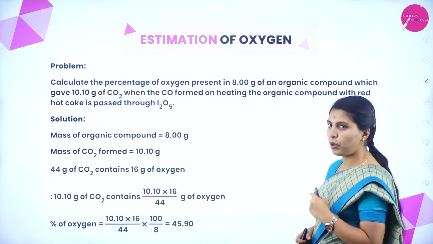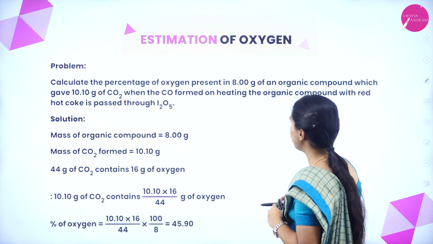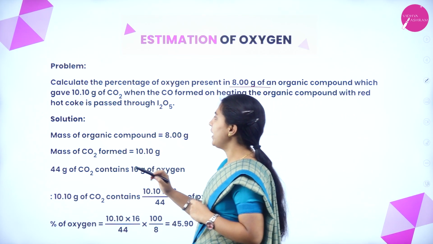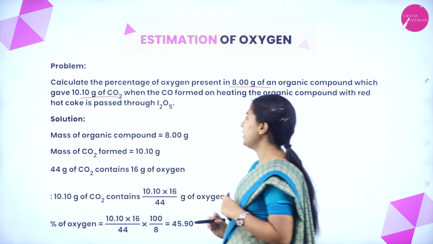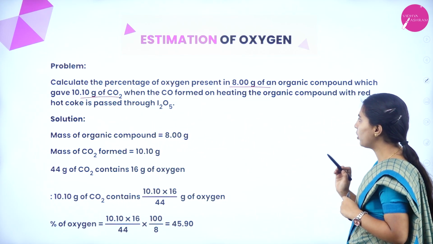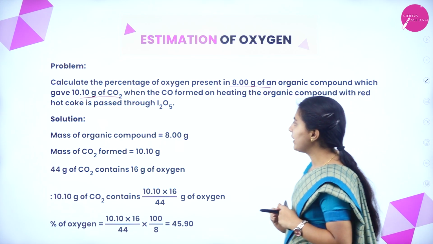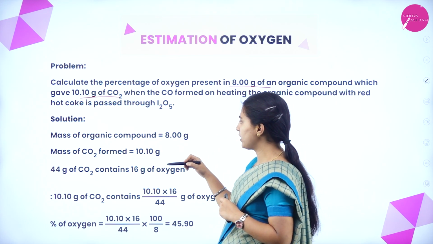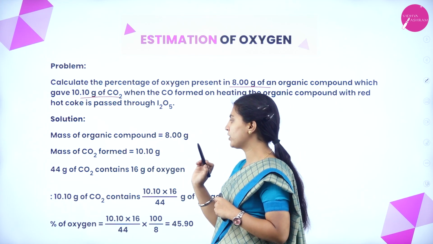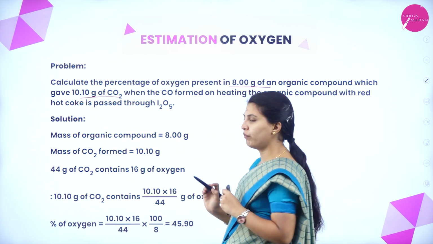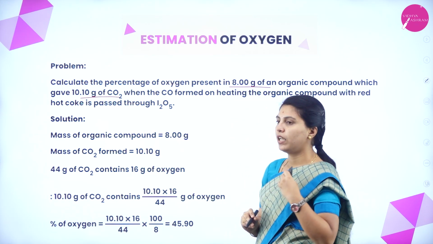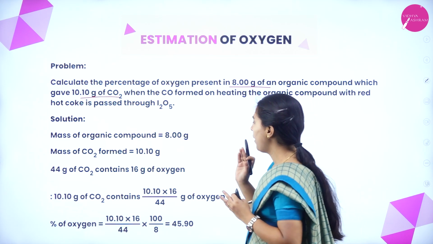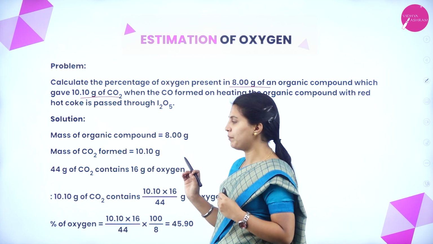So, we will see one of the problems. Calculate the percentage of oxygen present in 8 gram of an organic compound which gave 10.10 gram of carbon dioxide when the carbon monoxide formed on heating the organic compound with red hot coke was passed through iodine pentoxide. For the given data you have to first write the mass of organic compound and the mass of carbon dioxide formed. This is one line you have to write everywhere: how much carbon dioxide, the molecular mass of carbon dioxide, and the atomic mass of the individual element which has to be estimated.